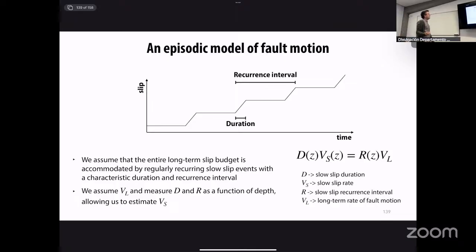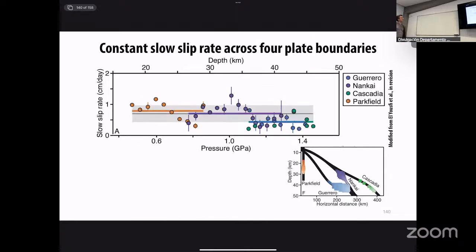We assume here, so for Cascadia this would be 6.4 centimeters per year, and we'd say 4 centimeters per year. We measure these two things, right? So now we can solve for this. So we can estimate the slow slip rate as a function of depth in all these 4 different places. So that's what we have here.